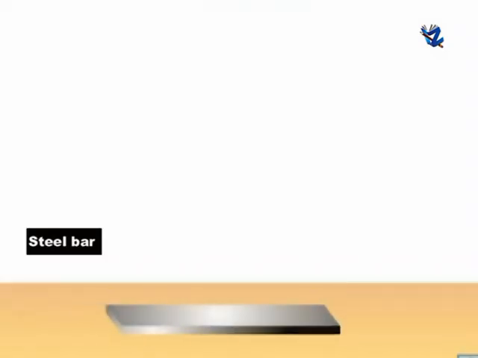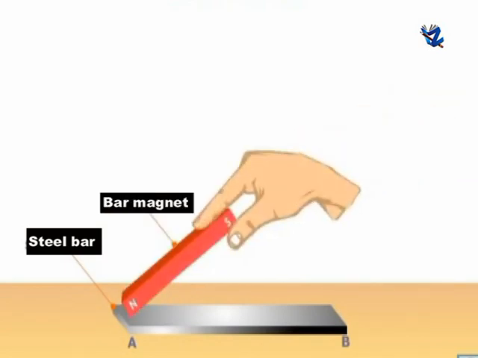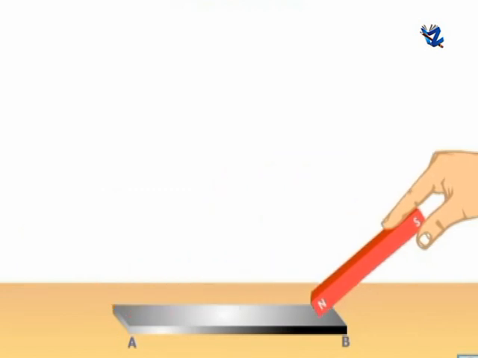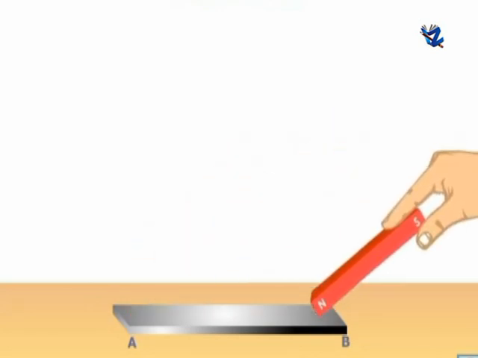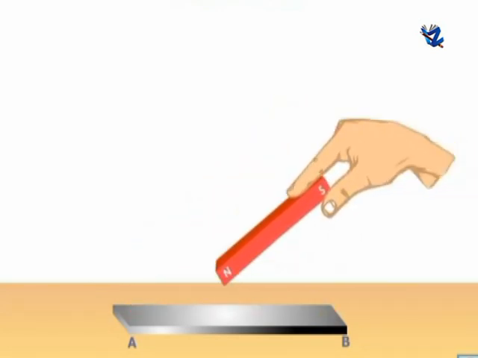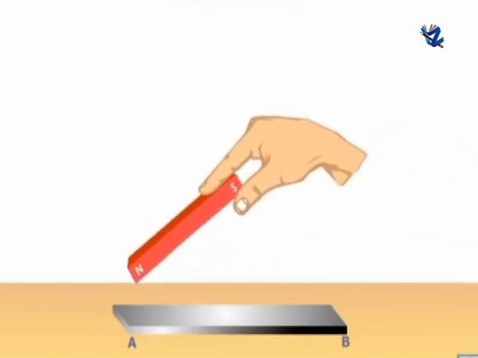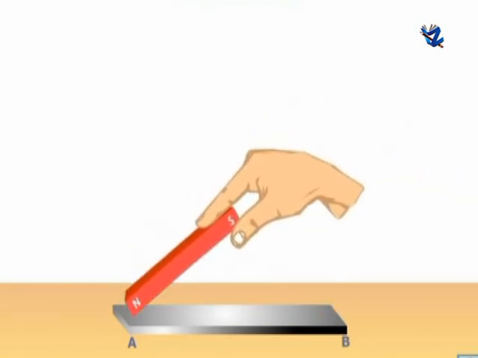Place a steel bar AB on a table and take a bar magnet. Place its north pole on the A end of the steel bar and drag it towards the B end. Lift the bar magnet and drag its end pole from the end A to the end B of the steel bar again. Repeat this 15 to 20 times.